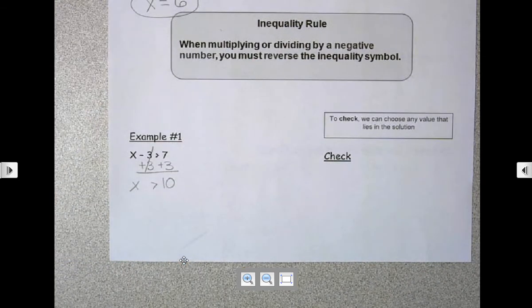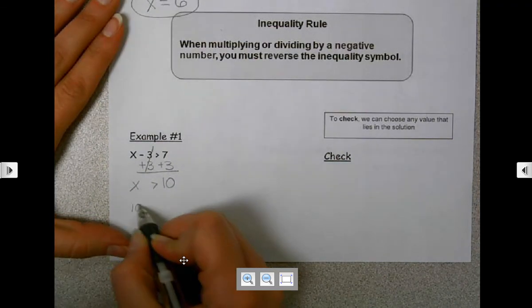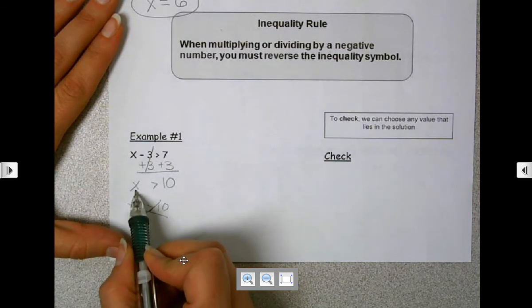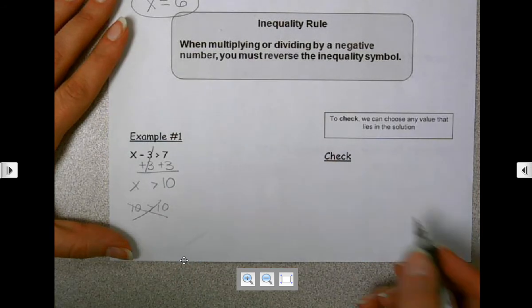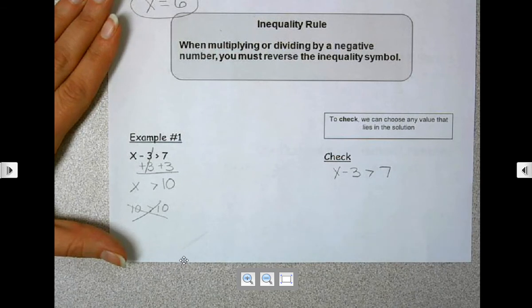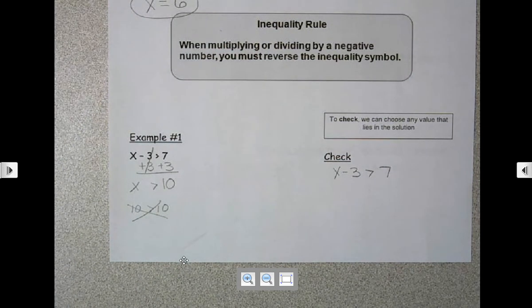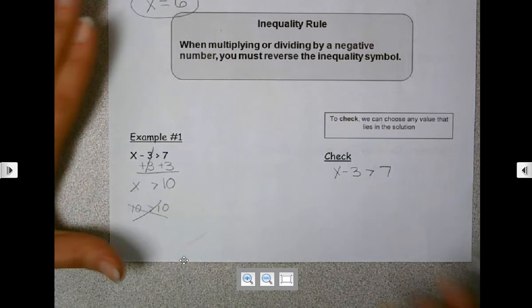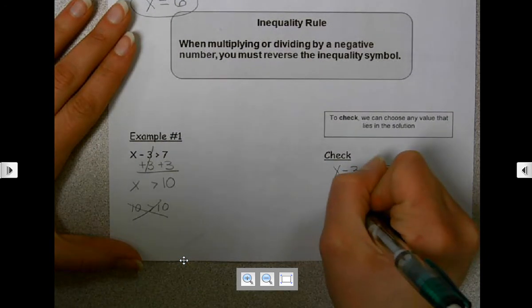Now, one thing that is different about an inequality is that when we do the check, we can't just choose the value. For inequalities, if we were to choose 10, 10 is greater than 10, well, that's not true. So we need to choose a number that is greater than 10 when we check. We are going to rewrite the inequality. And this time I could choose 15, I could choose 16, I could choose 22, I could choose 100, as long as it is a number that is greater than 10. So for this, I'm going to choose 15.